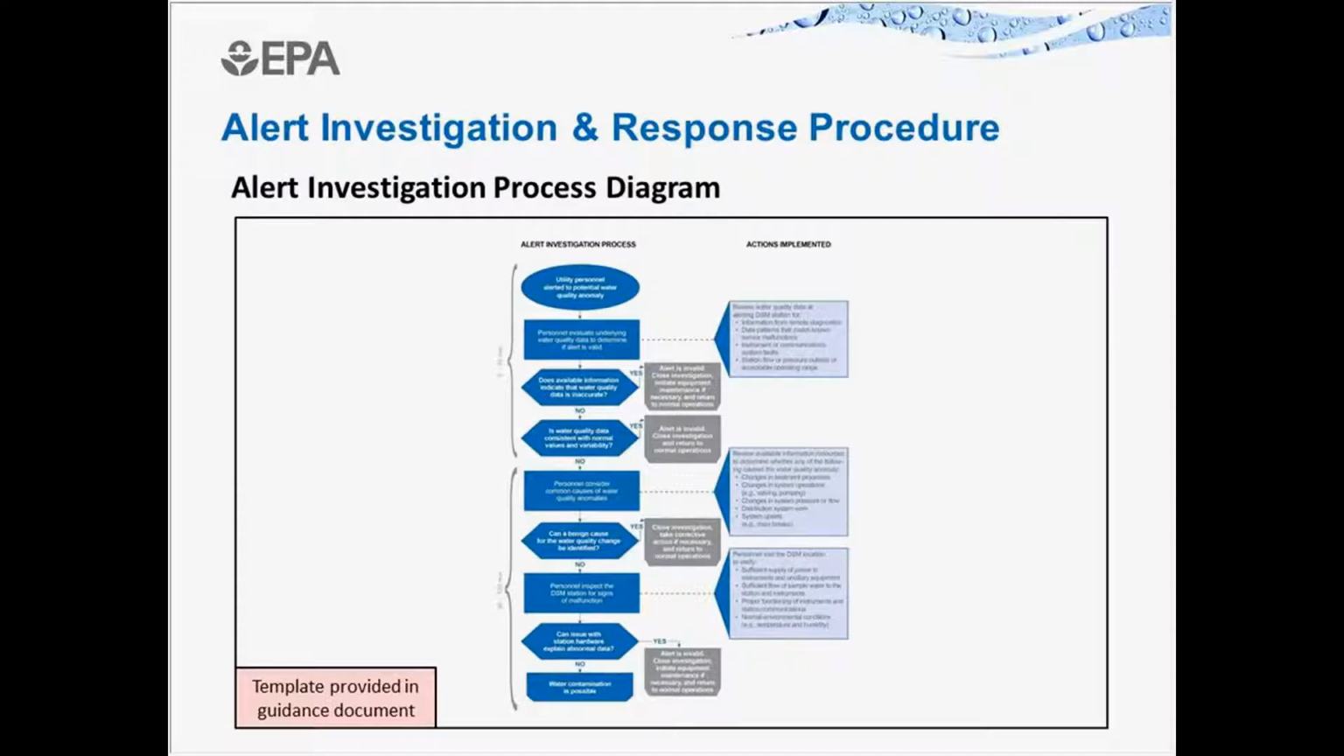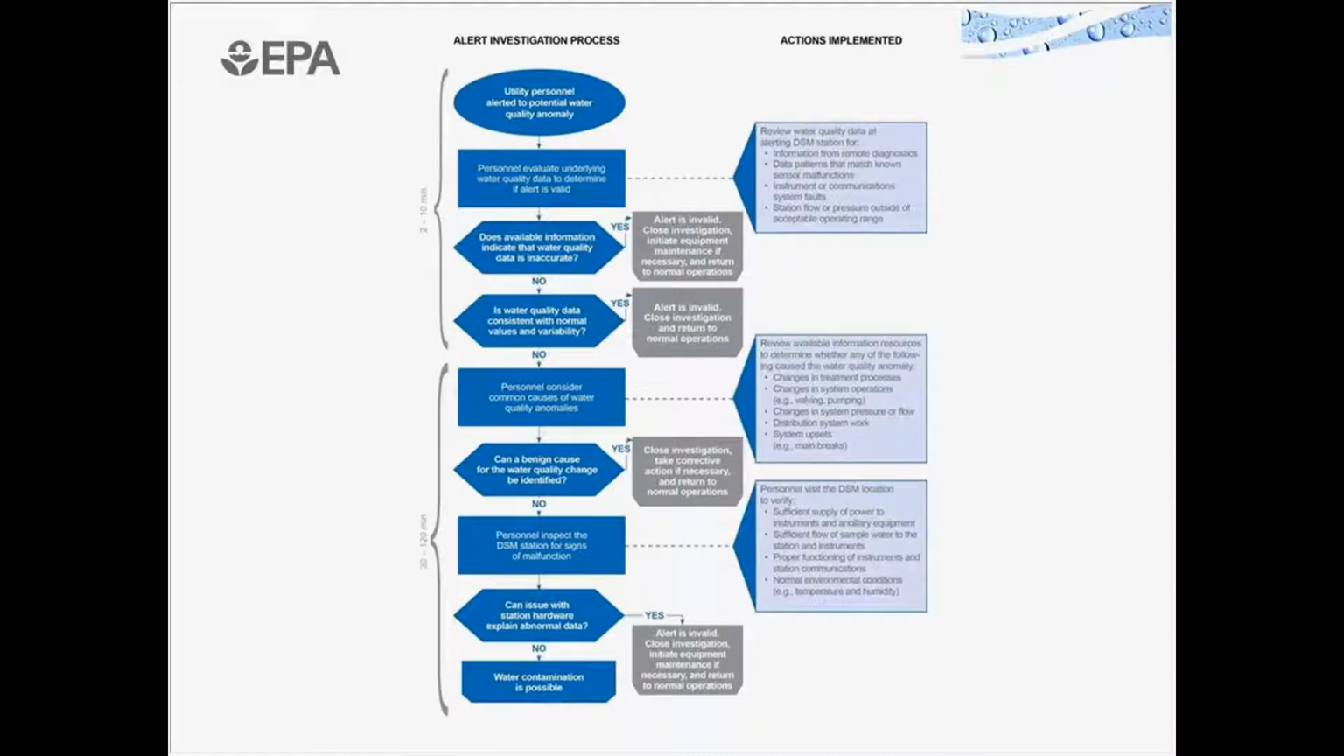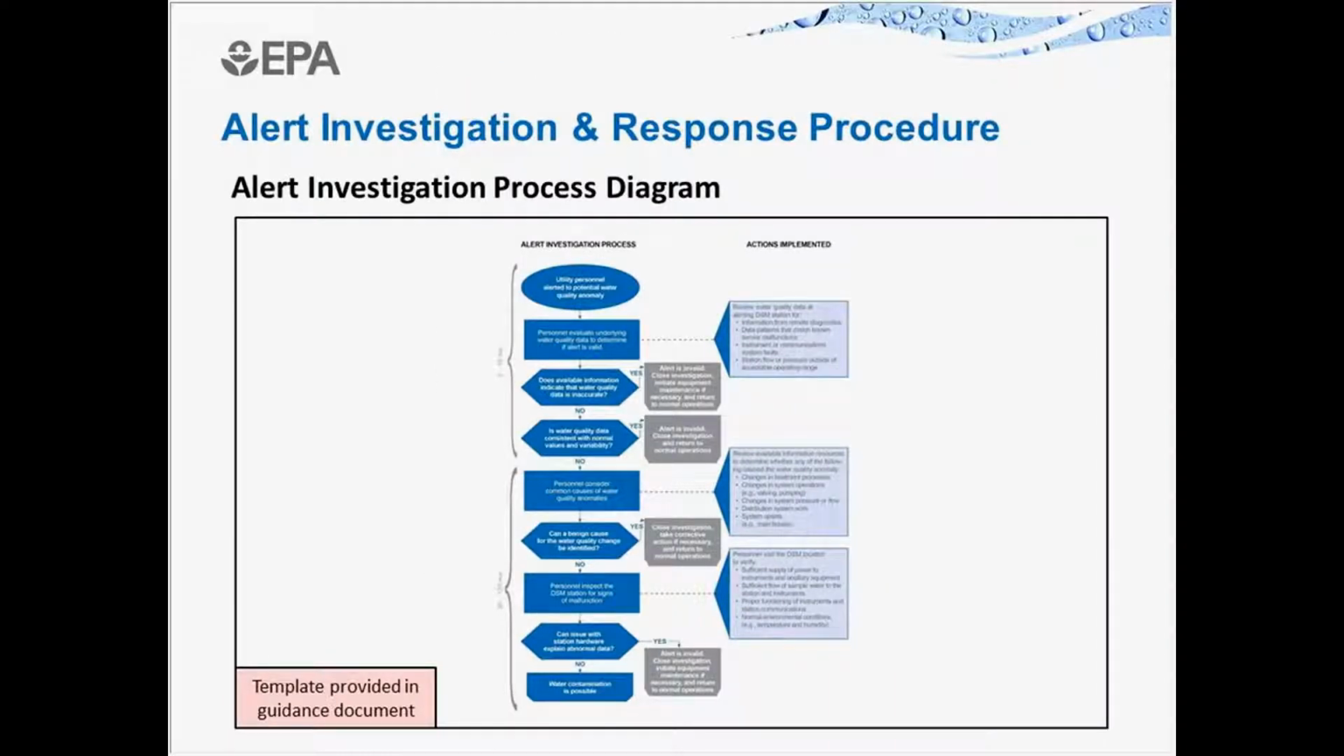And the fifth and final design element is alert investigation and response procedure. So an alert investigation procedure formalizes and standardizes investigations of distribution system water quality data. So this is a template of an investigation process diagram. The guidance document contains this template that can be used to develop your own process diagram.